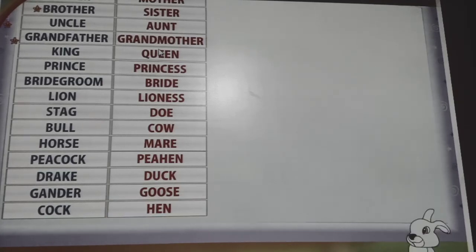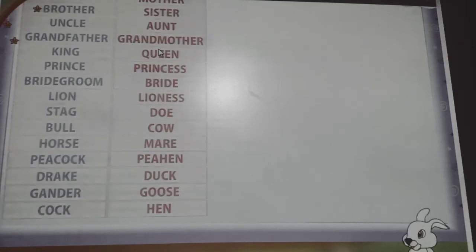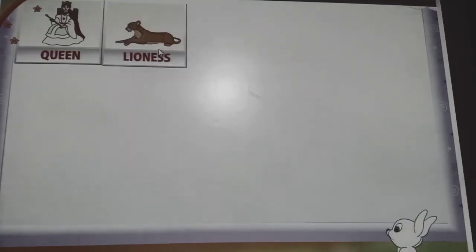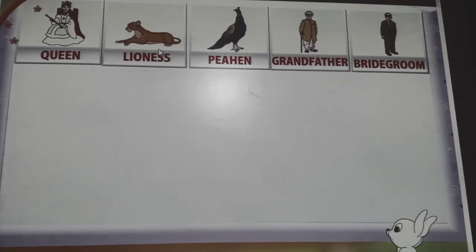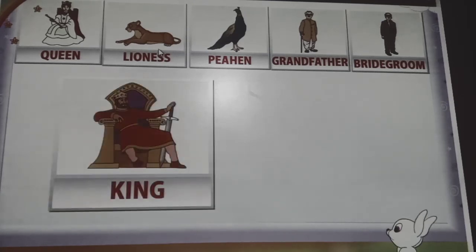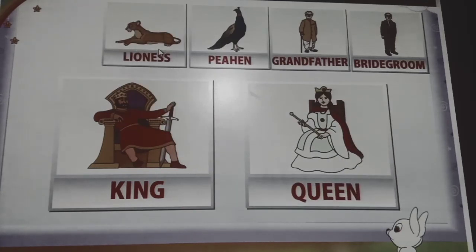Rainbow, do you remember the pairs? Let us play a game. Here are some cards with pictures. As you see a picture on the board, choose from your cards the missing part of the pair and place it on the board. What is seen in the first picture, Rainbow? Yes, it is a king. Who is his partner? Correct, it is the queen.